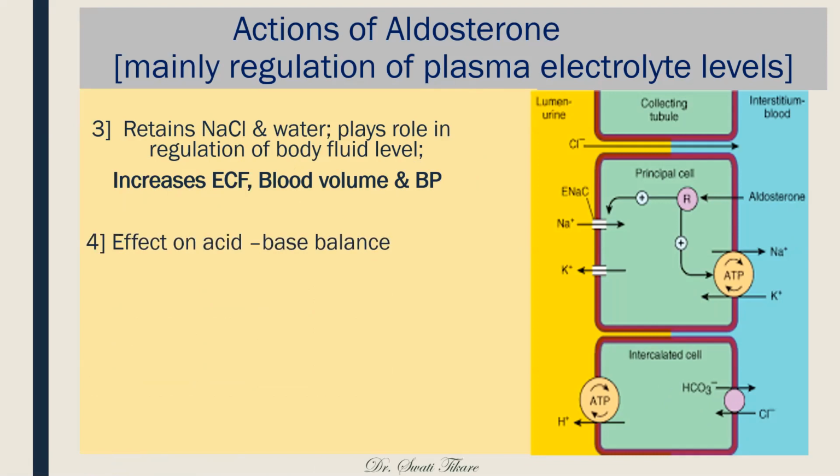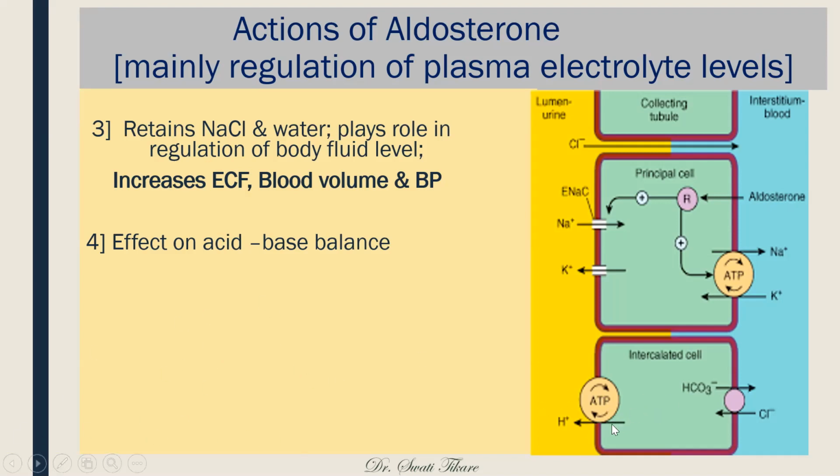Next, what will happen to the acid-base balance? Normal aldosterone levels help in maintaining the acid-base balance. But if aldosterone is present in excess, you can understand more and more hydrogen ions are getting secreted, right?